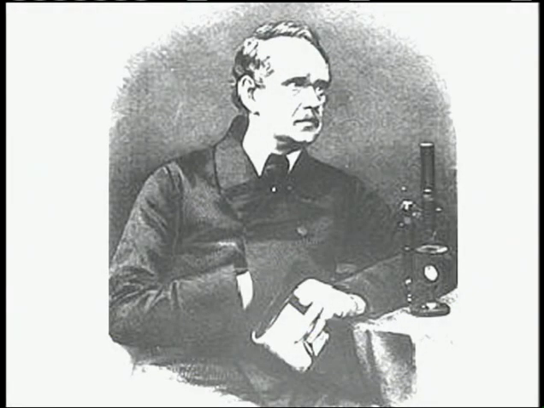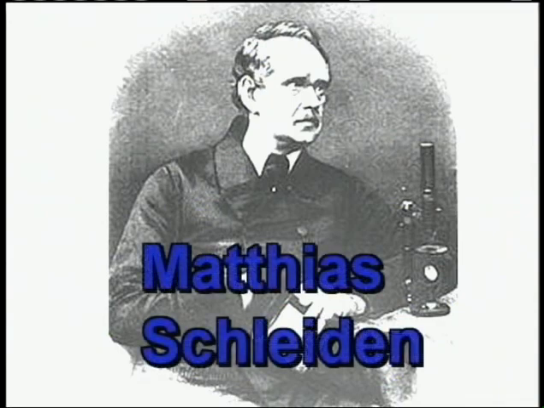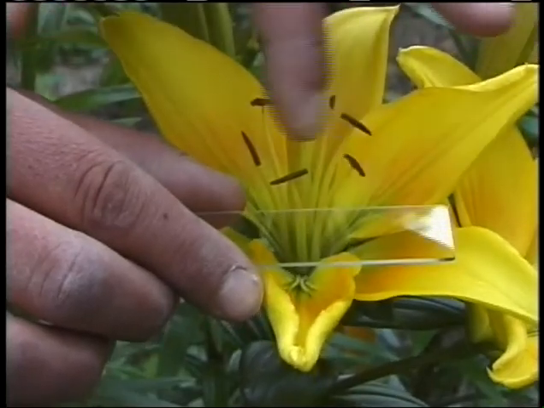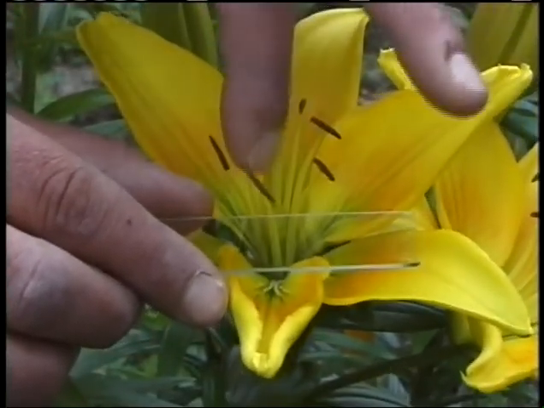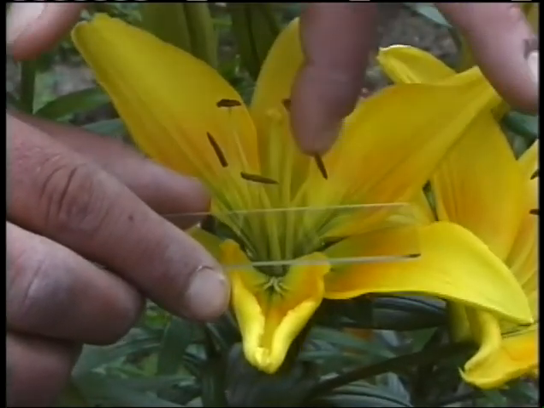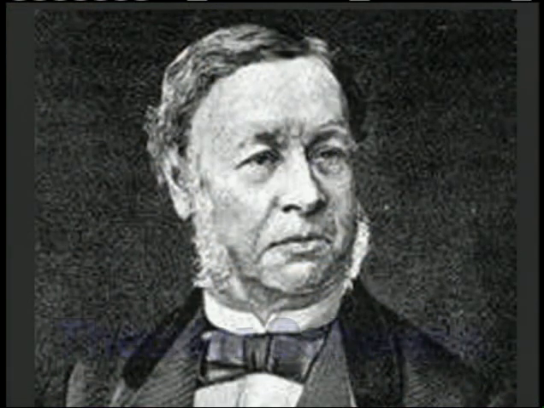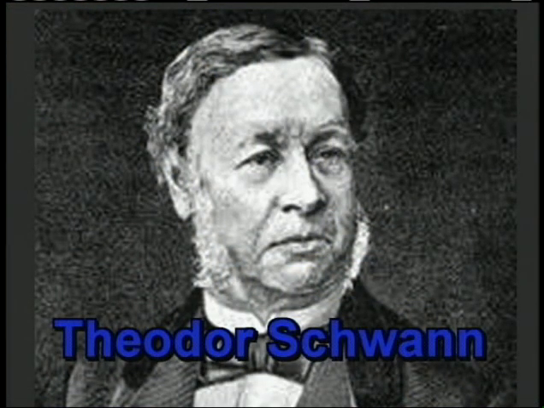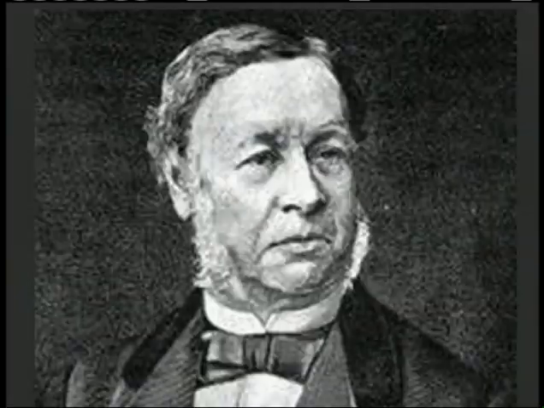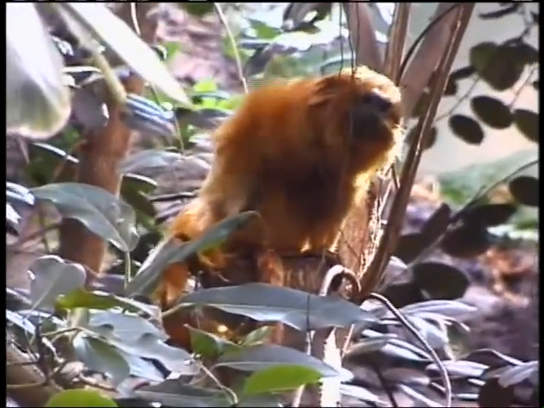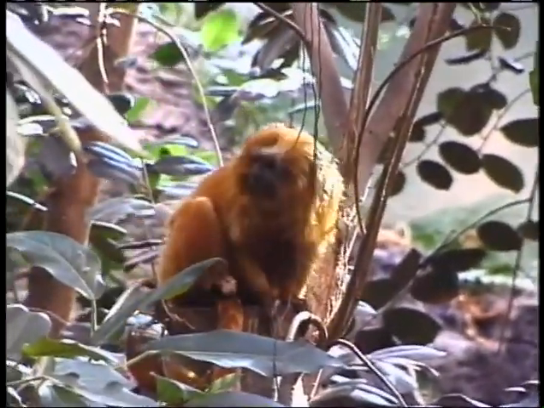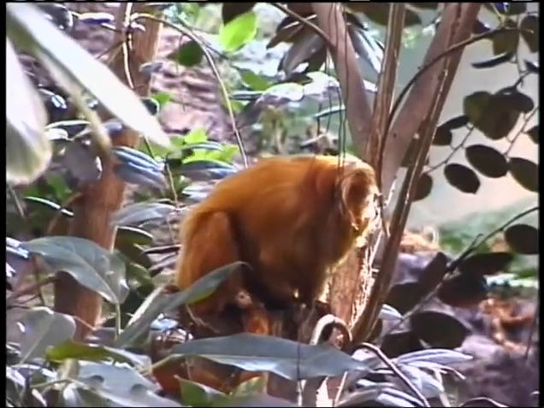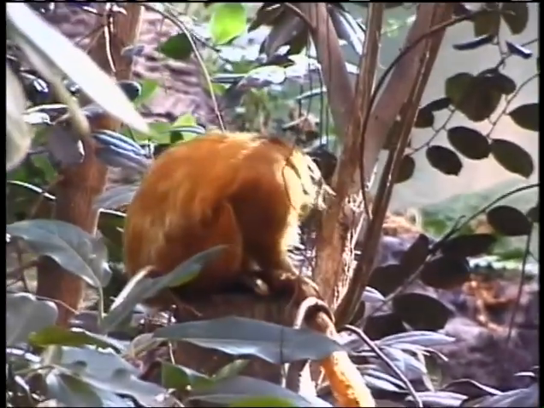In 1838, a German botanist, Matthias Schleiden, used the microscope to study parts of plants. Schleiden concluded that plants were made of cells. One year later, scientist Theodore Schwann, who had been looking at different animal cells, concluded that all animals, too, are made of cells. Together, Schleiden and Schwann concluded that all living things are made of cells.